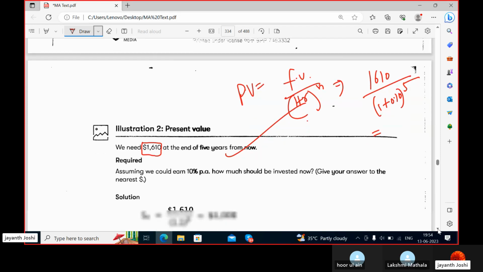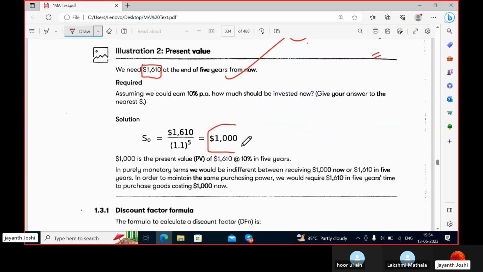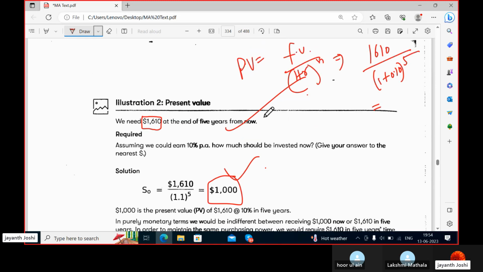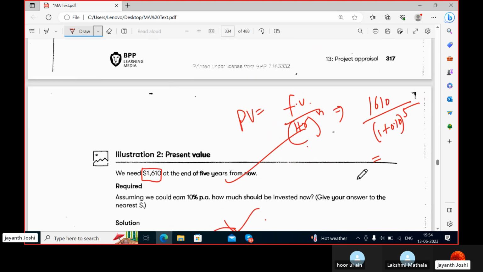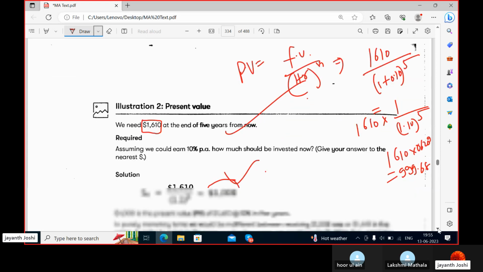999.68. Yeah, that's almost 1000. Okay. So you can do this one by putting it in this way: 1610 into 1 divided by 1.10 whole power 5. Now 1.10 whole power 5 value is 1.61051, into 0.6209. That is 999.68. That is 1000. Okay, done.